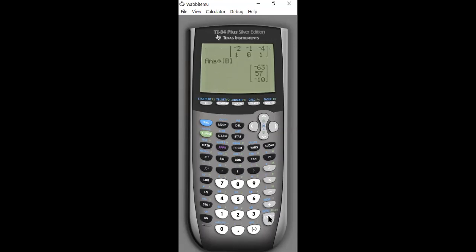See here, what you have is negative 63, 57, negative 10. So that is your solution here. Let me stop sharing and go back to my whiteboard.